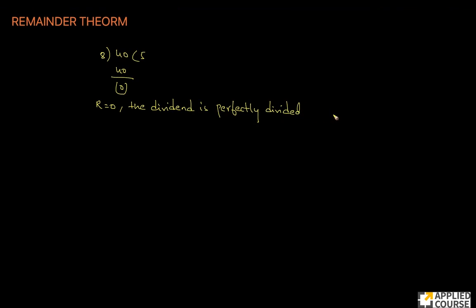Right, so now we are going to discuss the concept of the remainder theorem. Very important. Already we have learned what a remainder is. What is a remainder? Suppose I take 40 divided by 8, then what happens? The remainder is 0. If the remainder is 0, what does that mean? The dividend is perfectly divided, or completely divided.